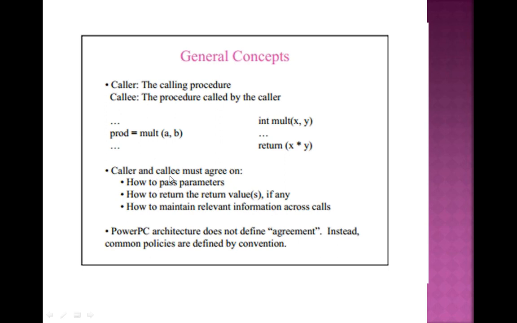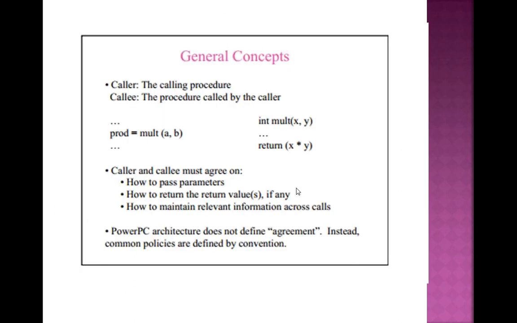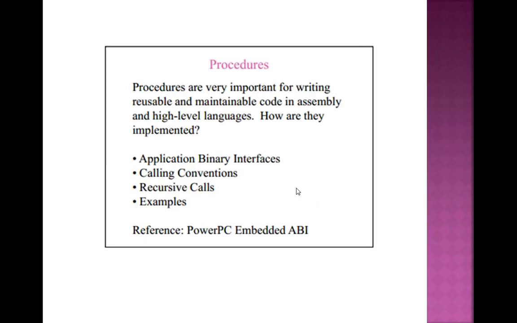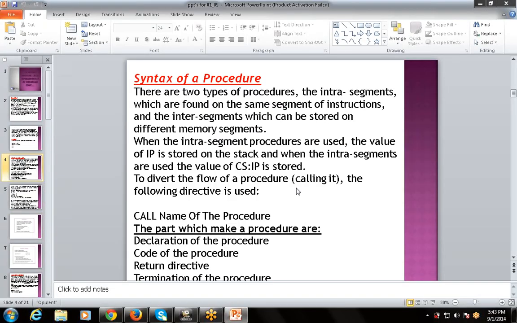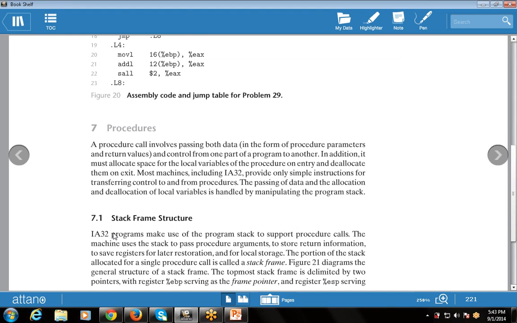This says the caller and callee must agree on how to pass the parameters. These are the parameters a, b and x, y. How to return the value. This is your return, that is return x into y. How to maintain relevant information across code. Means how to transfer the data from one part to another part. So this is the basic concept of procedures, how we can use the procedures.